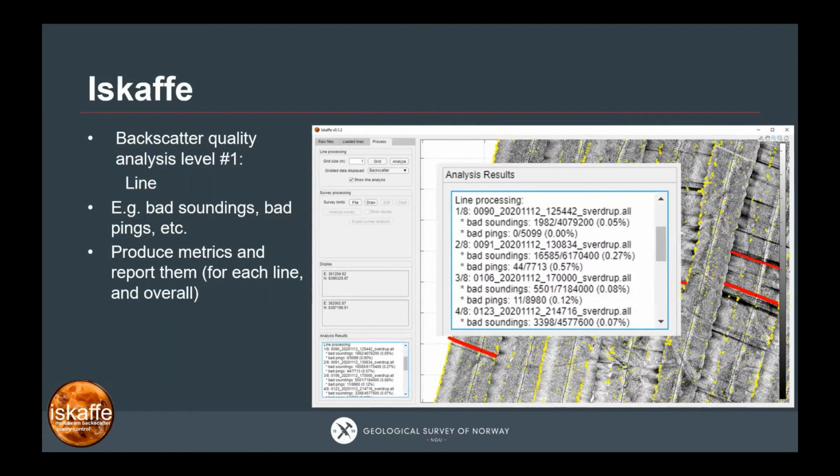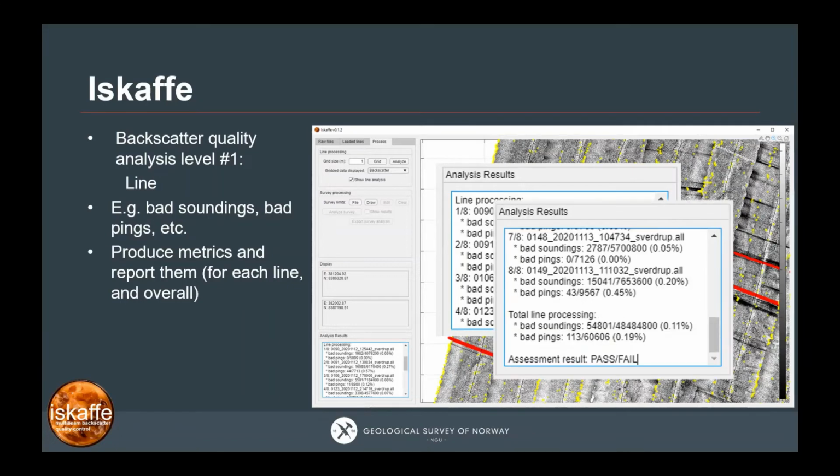Most importantly, the idea is to produce metrics from it. For example, per line, get the percentage of bad pings in the line. That's the sort of quantitative information we're trying to extract from the data. And this kind of metric can be produced for each line, and then overall for the entire dataset.